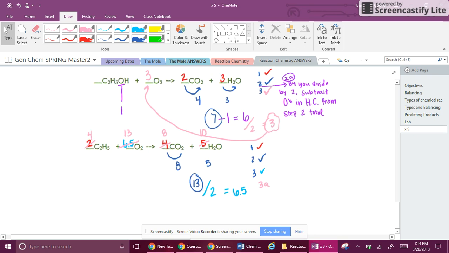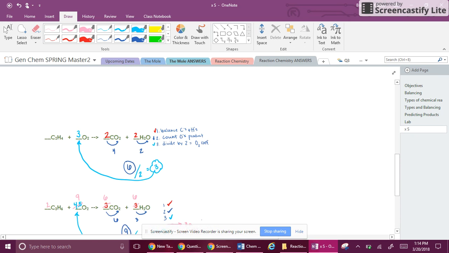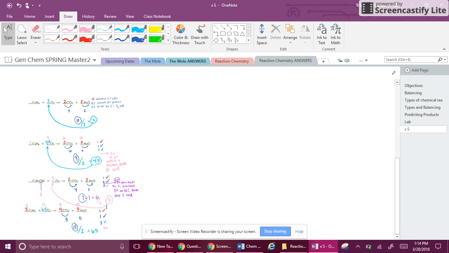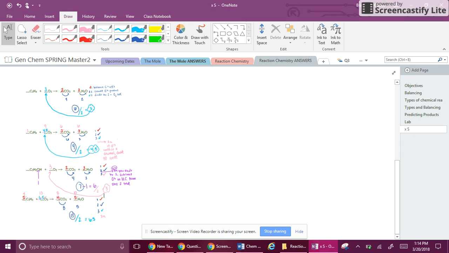See, told you. So there you have a review of those combustion tricks that I like to use. If you can remember them, great. If not, that's okay too. You don't have to do it this way. It's just a trick that I like to use. And if you can remember those tricks, then it makes your life a little bit easier. Thanks.